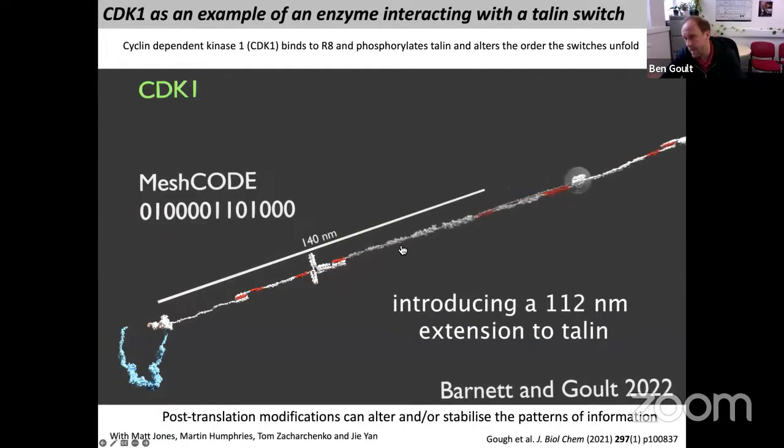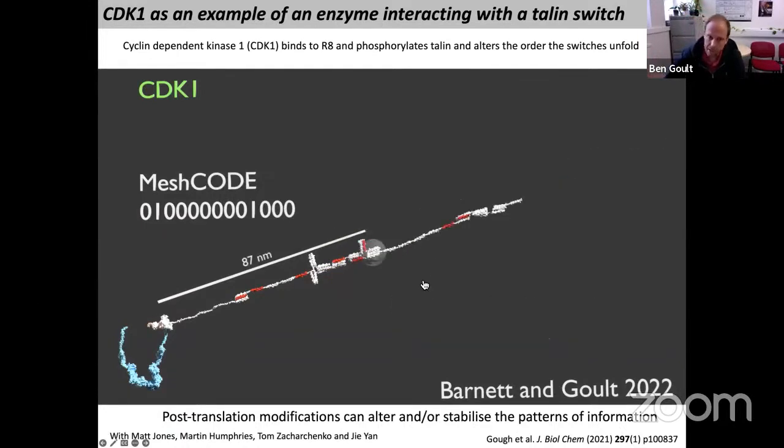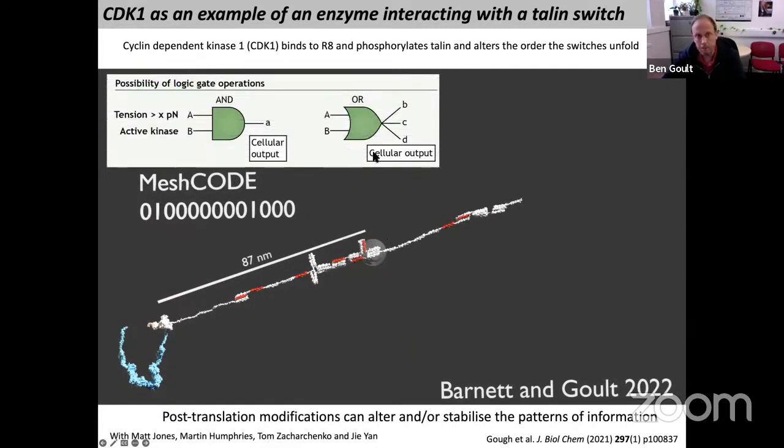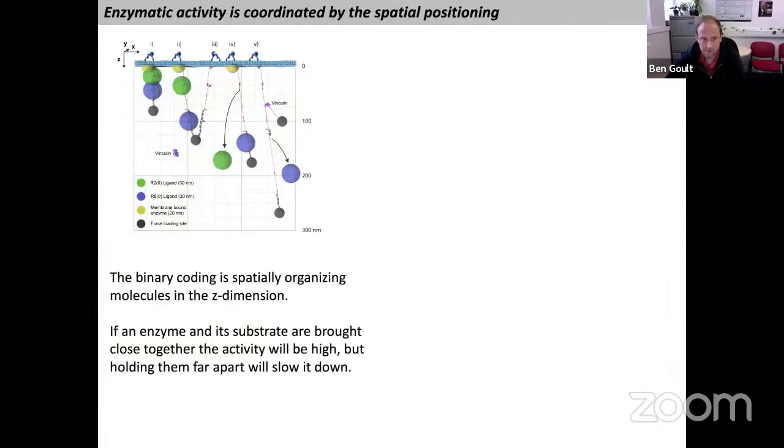To me, this indicates not only can you write information into these in the form of signaling outputs, but there's also the possibility of essentially a logic gate. If you've got tension and an active kinase, you get this 110 nanometer extension. If you've just got tension, then the next weakest domain will unfold. Or if you've got an active kinase but no tension, it can phosphorylate lots of adhesive substrates. So here's an example of an enzyme being specifically located at certain layers within a focal adhesion, or within an adhesion structure, as a function of these switch patterns.